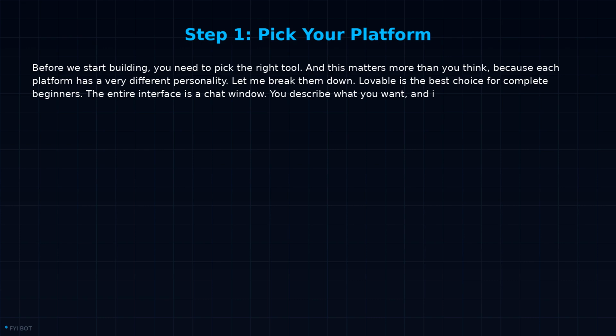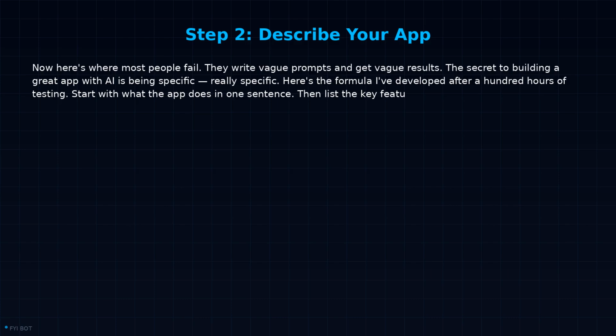For this tutorial, I'm going to use Lovable, because it's the one that genuinely works for people who have never written code before. Now here's where most people fail. They write vague prompts and get vague results. The secret to building a great app with AI is being specific, really specific. Here's the formula I've developed after 100 hours of testing.